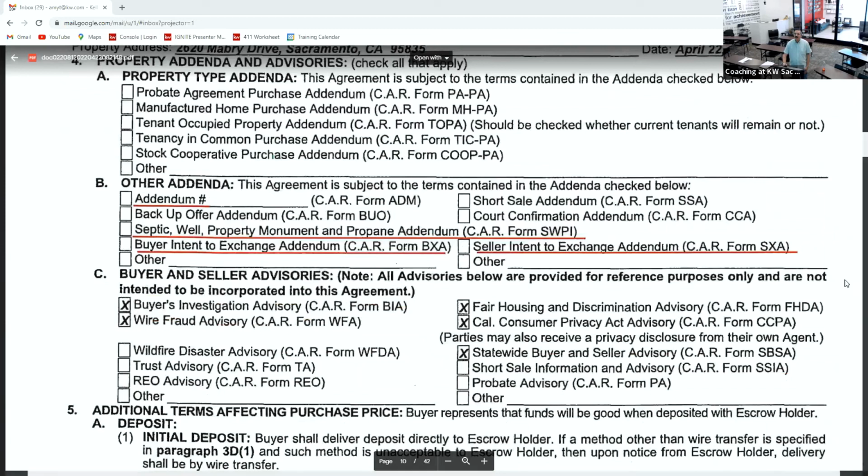Here, other addendum. If you're going to include an addendum with the offer, you'll check this box, and make sure you call the addendum number 1, 2, 3, whatever it is. And you want to make sure you associate it at the top of the addendum form with the residential purchase offer dated such and such date, so that they know that addendum attaches to that.